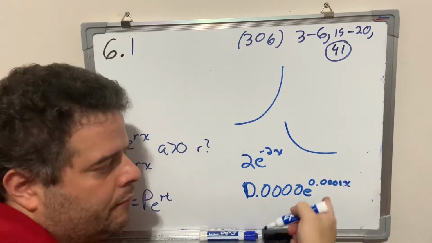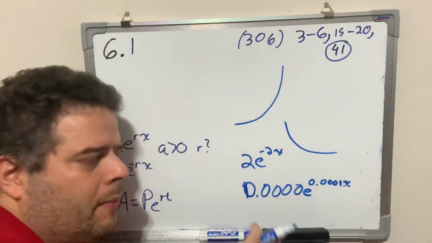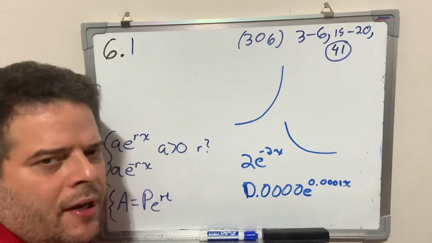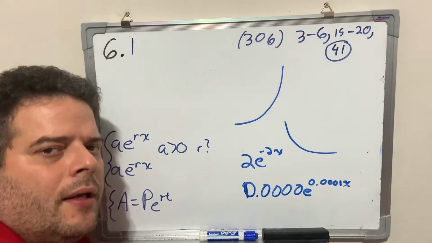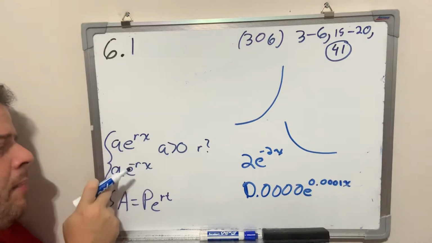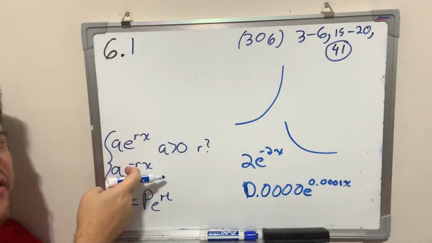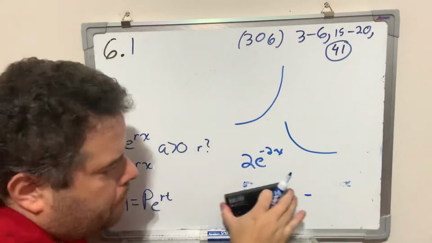Positive, exponential growth. Now, this is going to grow incredibly slow, but it will turn out to be exponential growth at the end. And that's one of the things. So that takes care of this. A has to be positive, positive R, exponential growth, negative R, exponential decay.